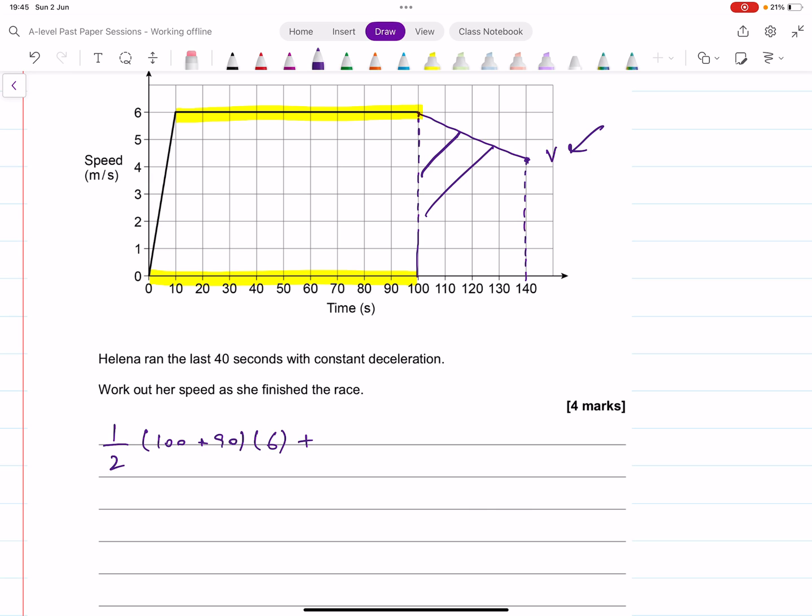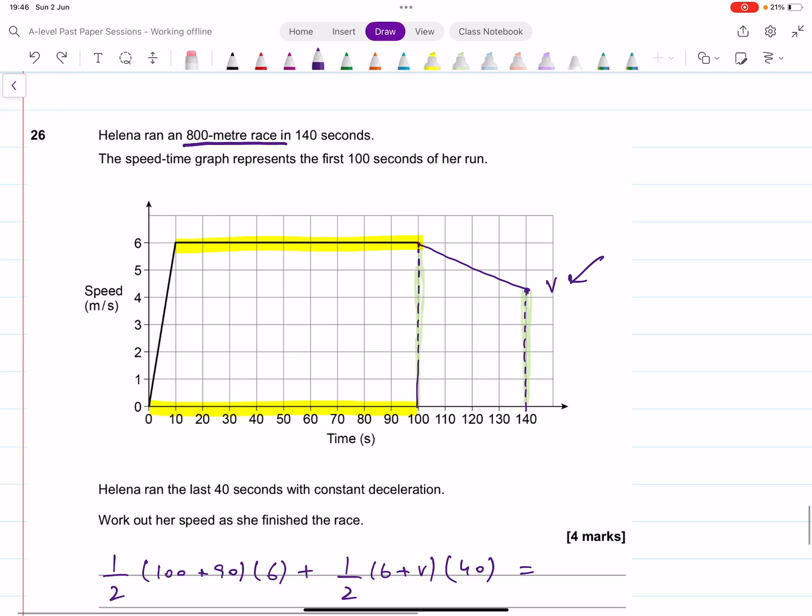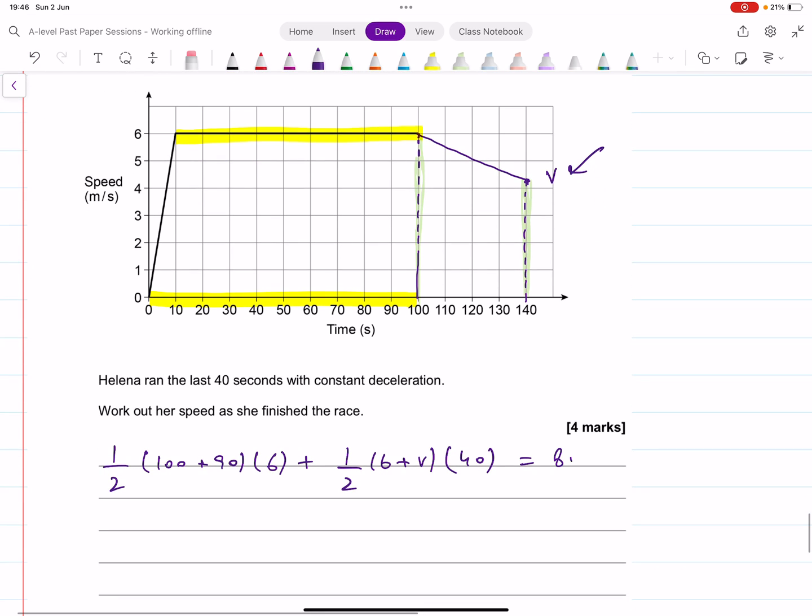Plus the area of this region. This is also a trapezium. In this case, the parallel sides are vertical. This green side and this green side, they are parallel. What are the lengths of these sides? This side is 6 units, so that's half into 6. What about this side? Well, this is V, that's what we are looking for. Into height, which is the distance between the parallel sides. For 100 to 140, this distance is 40 units. This total area has to equal 800, and that is going to give us the value of V.